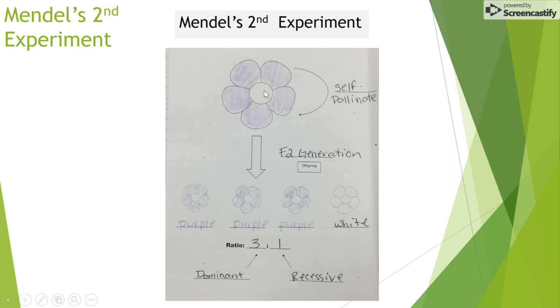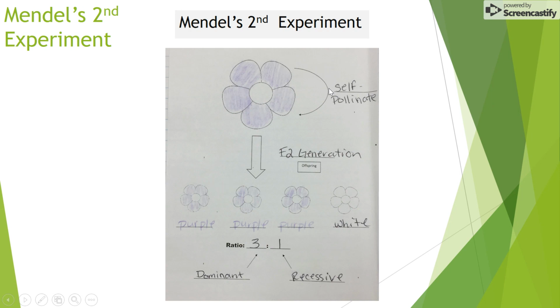Then he took this baby flower and he self-pollinated it, meaning he took the pollen and the eggs from the same plant and he created an offspring. So the offspring in this second experiment we call the F2 generation. So it's the second set of offspring.